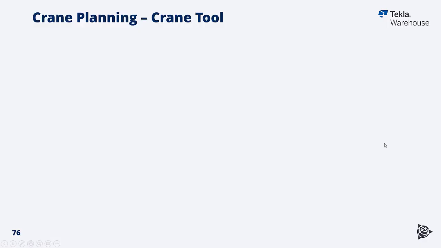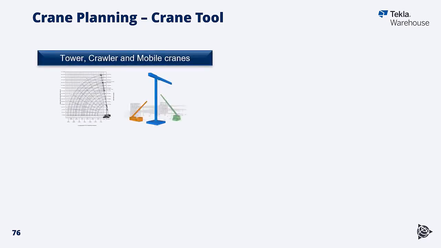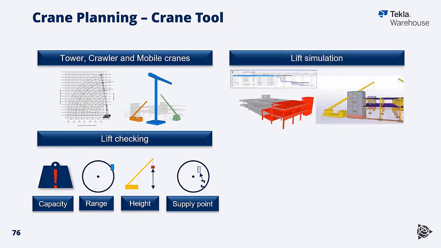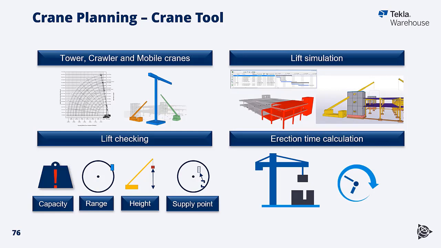And finally, we come to the crane planning, the new crane extension, the crane tool extension. This allows you to plan tower, crawl and mobile crane positioning and load implications. Lift checking for capacity, range, height, and lifting, of course, from the supply point where the material is stored. We can do lift simulation to show you how parts will lift and if the parts that become red are actually out of capacity. And then you can also do an erection time calculation using the software.